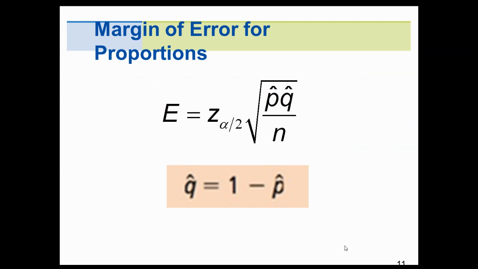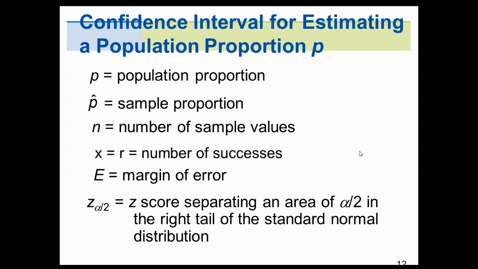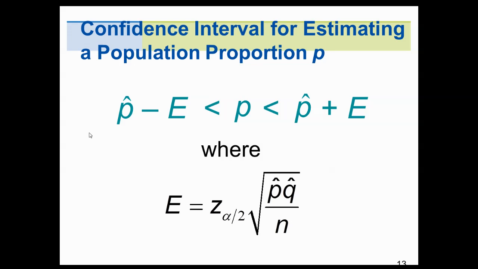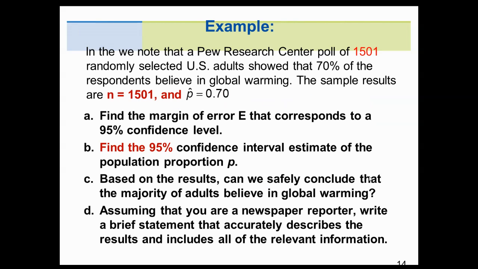this section 7.3. All right, once again, there are the formulas, how to find your error. Once you know P hat, Q hat is 1 minus P hat. Once again, here are all the different variables that we use. P is the population proportion, P hat is the sample proportion, and N is the number of sample values. X is the same as our number of successes, and E is the margin of error, and you know all the critical values. And that's what we're looking for, a confidence interval, where my error is given to me right here.